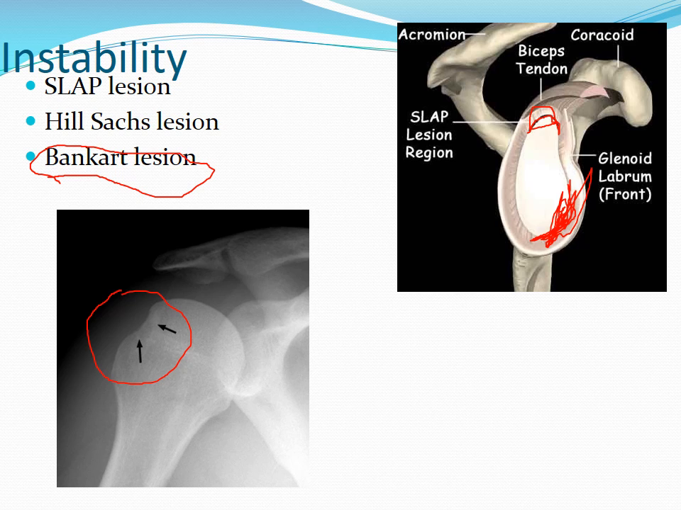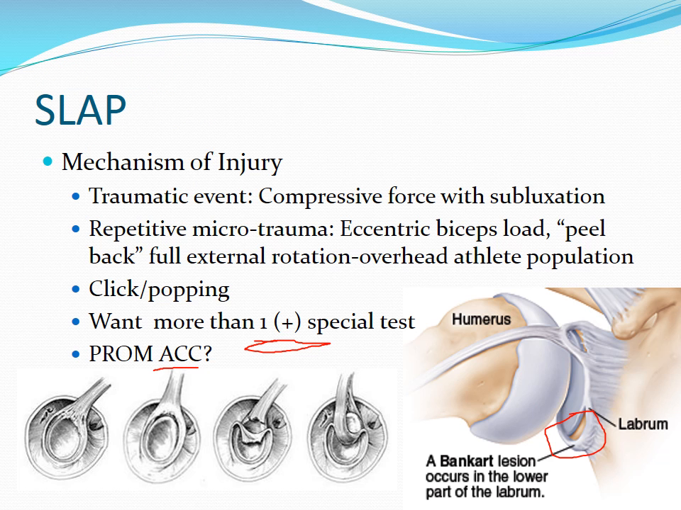And then a SLAP lesion stands for superior labrum. That's the part that's involved. So superior labrum, see this black outline here. And then right in that box there, they present with an anterior and posterior instability. So it's superior labrum, anterior to posterior, meaning that there's a SLAP lesion up here, so a superior labrum tear. The mechanism of injury is usually a traumatic event. So it's a compressive force with a subluxation, all right?